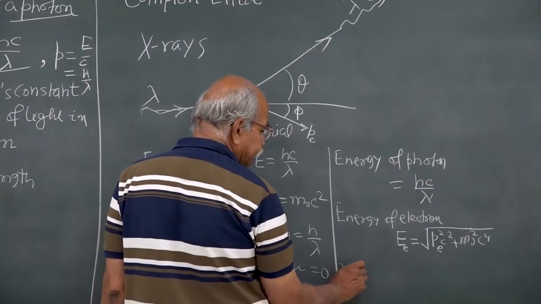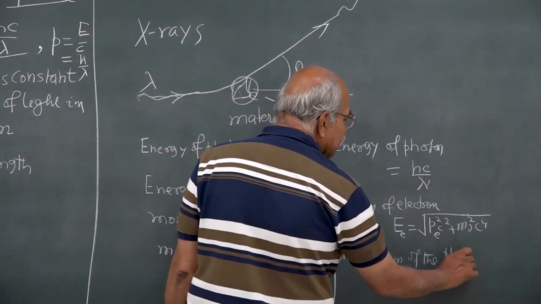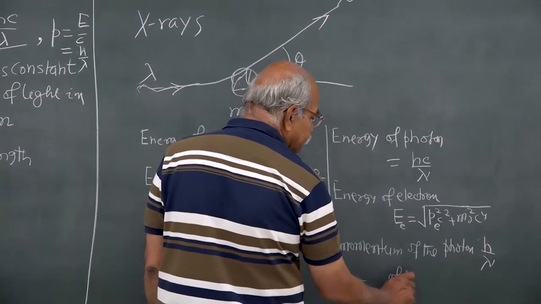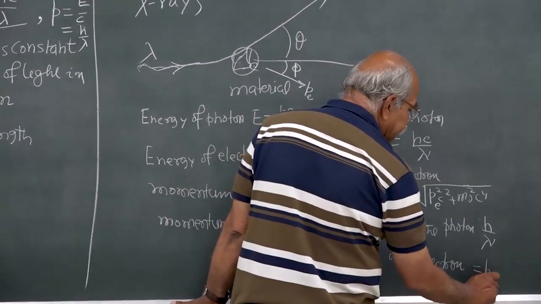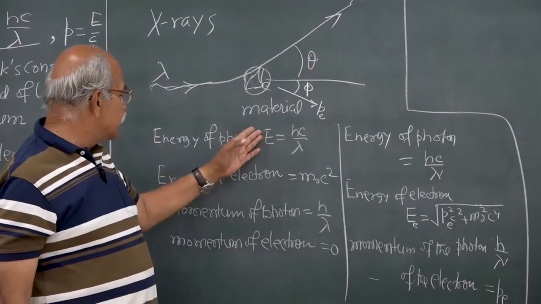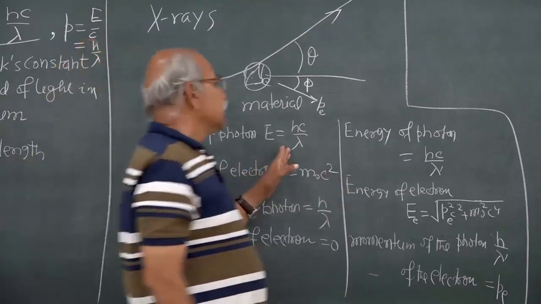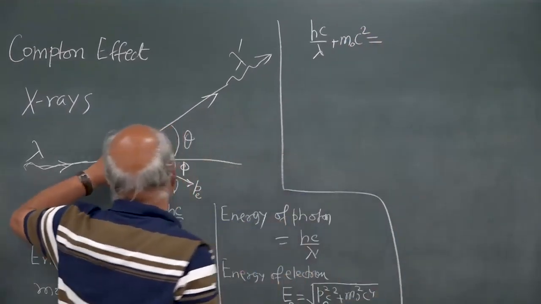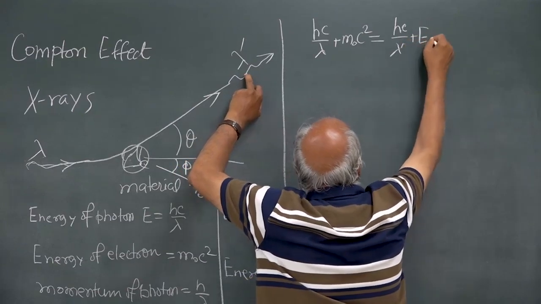Then momentum of the photon is h by lambda prime, and that of the electron will be this Pe. And now you can write conservation equations, just like particle-particle collision. You have initial total energy, you have final total energy, and total energy should be constant, conservation of energy. So you have hc by lambda plus m naught c square. This is the initial energy before the interaction, and after the interaction it is hc over lambda prime plus E.